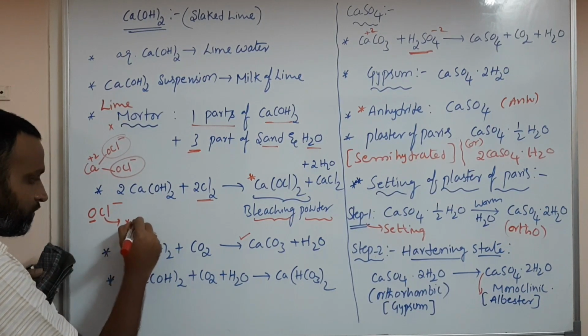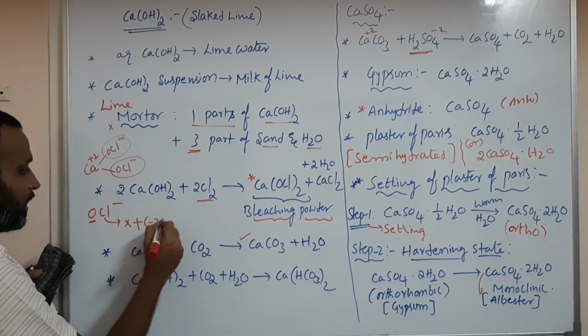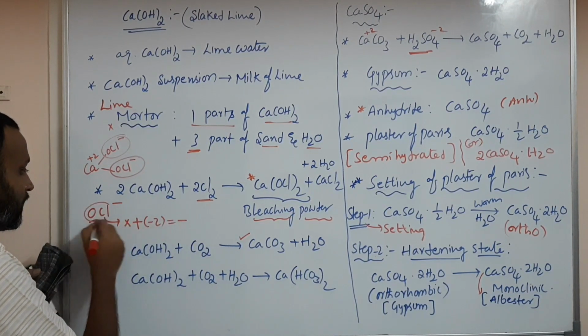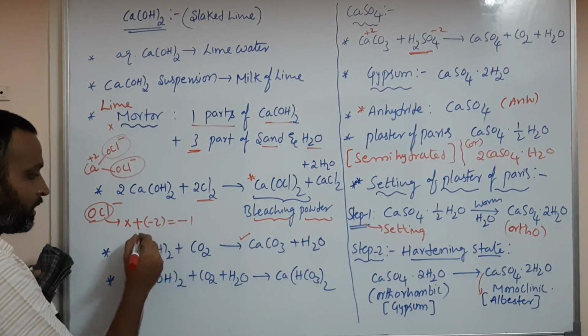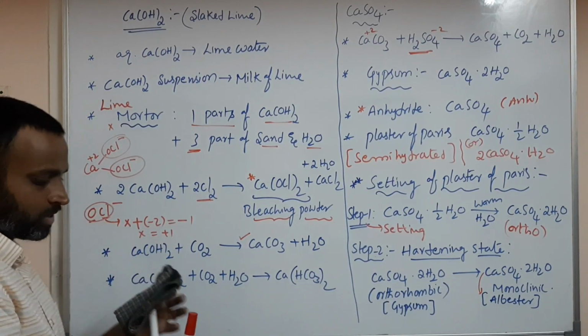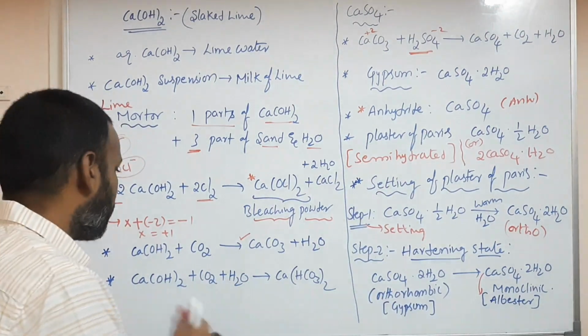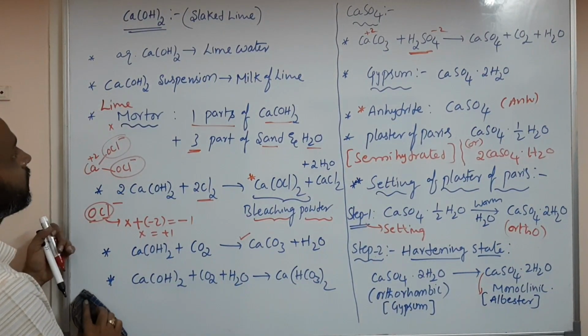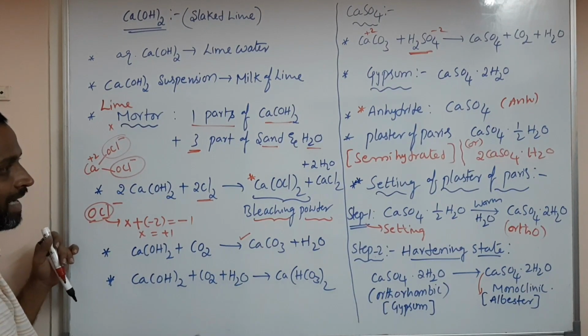If they ask the chlorine oxidation state, X plus (-2), where -2 is the oxygen oxidation state. The whole OCl has a charge of -1, so X plus (-2) equals -1, then X equals +1. That means the chlorine oxidation state is +1. Understood, sir? This is the most important thing. Please write it all down and take a screenshot.